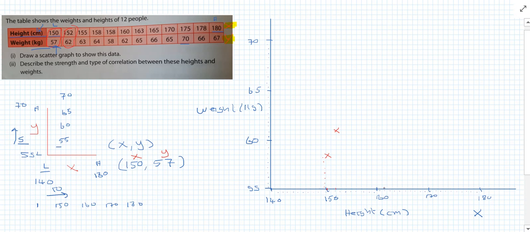The next one is 63. So the next one is 155. So again, this is 150, 151, 152, 153, 154, 155. It's going to be roughly here. And then we have to go to 63. So we're going all the way right up to 61, 62, 63. So it's going to be roughly here. So that's our third one.